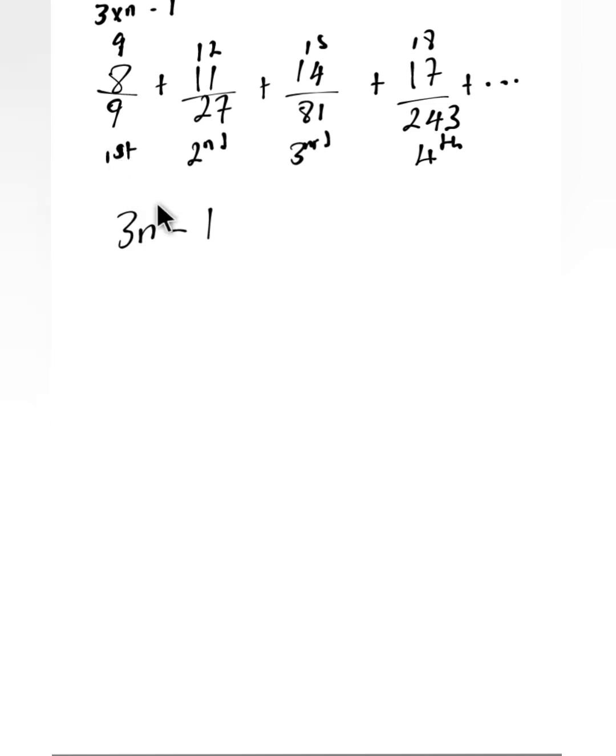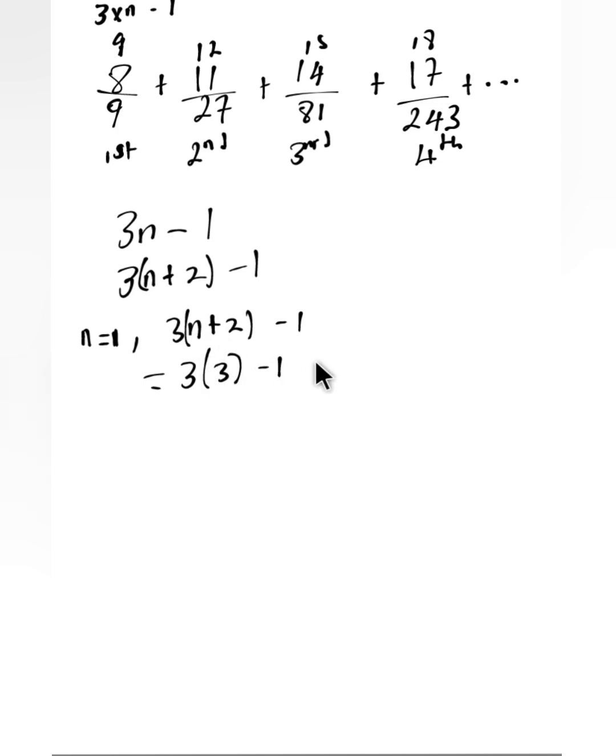I want 1 to appear here. So this is what I will do. We can simplify it to 3 times n plus 2, minus 1. Of course, this is even better. Now let's see if this will work out. At n equals 1, 3 times n plus 2 minus 1 will be 3 times 3 minus 1, and this equals 8. At n equals 2, 3 times n plus 2 minus 1 will be 3 times 4 minus 1, which equals 11. So this one is better now.